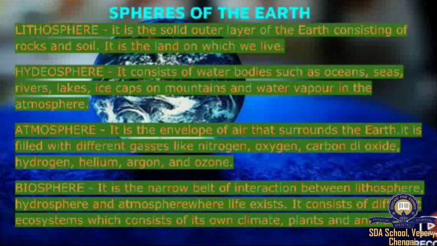Moving on, let's look at the spheres of the Earth. There are 4 spheres in the Earth. The first is the lithosphere. The lithosphere is the solid outer layer of the Earth consisting of rocks and soil. It is the land on which we live.